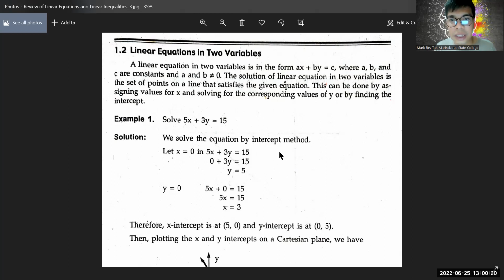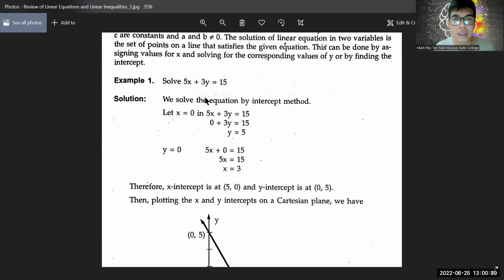Okay? Ayan, intercept method. So, how to solve this example using the intercept method? So, ganito lang, naka-display naman. So, we have the equation of 5x plus 3y equals 15. So, using the intercept method, we assume we give a temporary value for x as 0 and also for y as 0. Ayan.